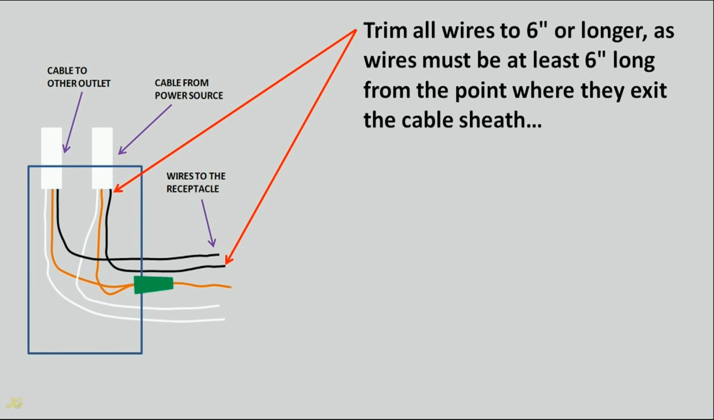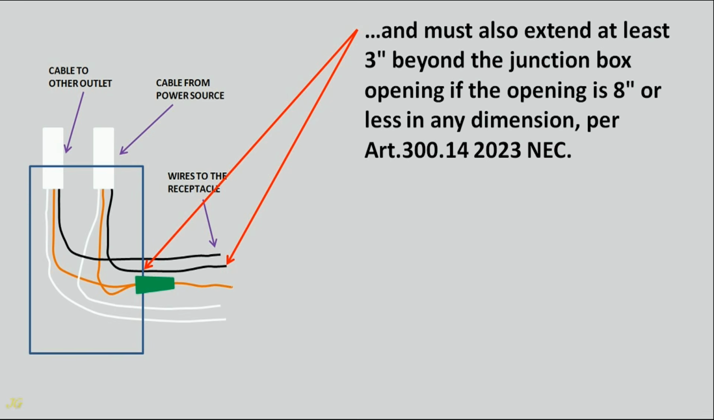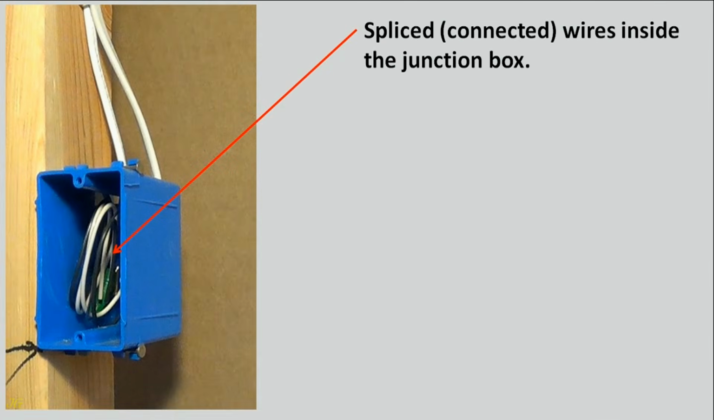from the point where they exit the cable sheath, and must also extend at least 3 inches beyond the junction box opening if the opening is 8 inches or less in any dimension, per Article 300.14, 2023 NEC. Spliced, connected wires inside the junction box.